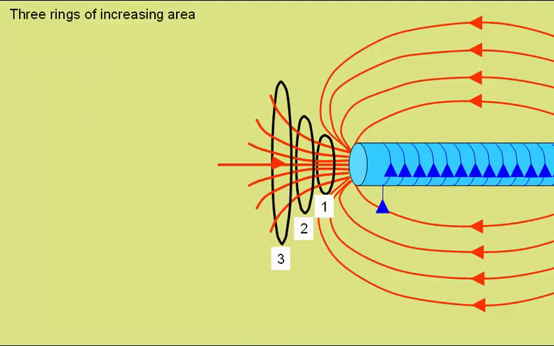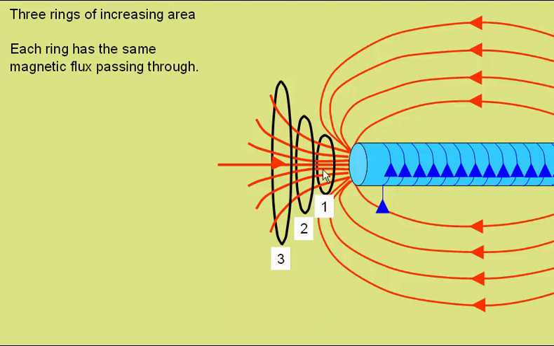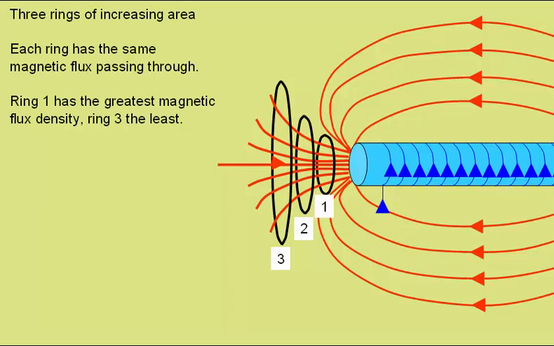Now we have 3 rings of increasing area. Each ring has the same magnetic flux passing through. All the field lines pass through all 3 rings. Ring 1 has the greatest magnetic flux density, being magnetic flux divided by area. So ring 1 has the smallest area, the largest magnetic flux density. Ring 3, having a much bigger area, has a lower magnetic flux density.